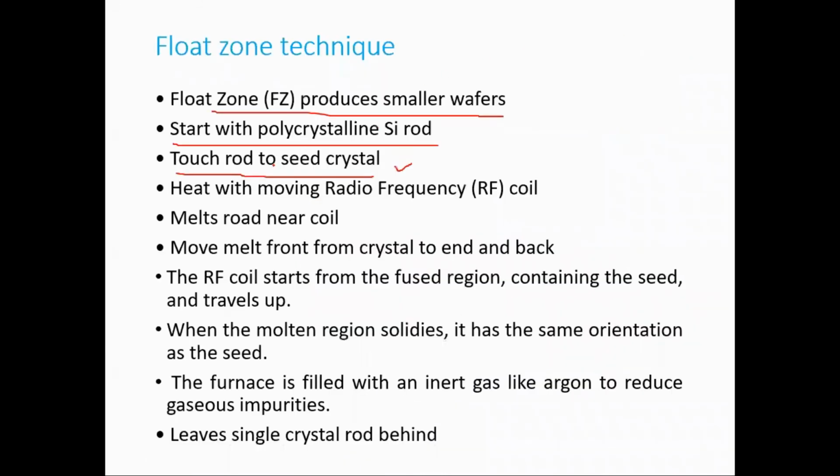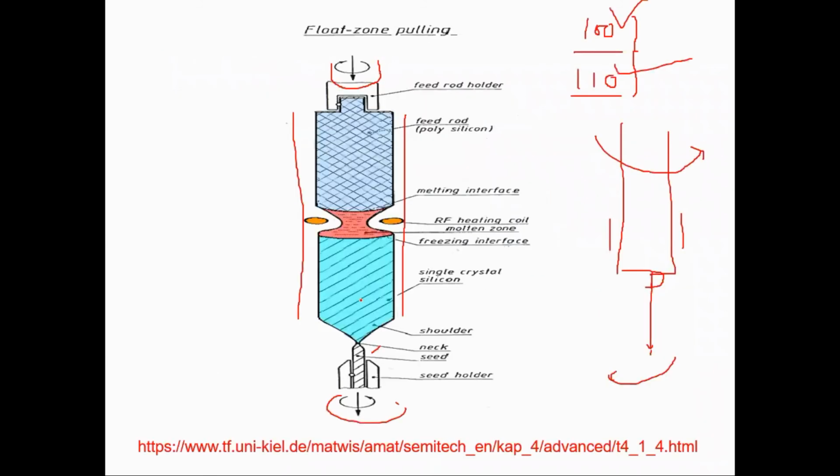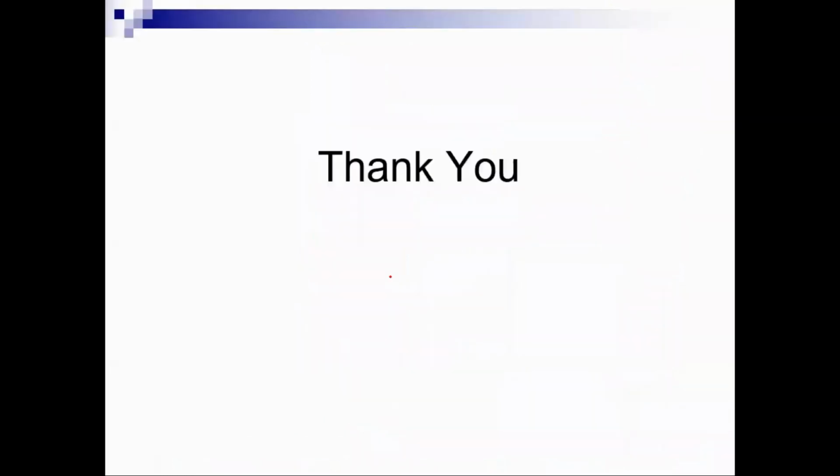Now, heat with a moving radio frequency coil. This heating coil is movable. It moves in this direction, heating it up and then it solidifies. When it solidifies, it is oriented to a particular orientation. This does not have any orientation, that is why it is polysilicon. But here it is single crystal silicon. That means after melting, it solidifies to a particular crystal orientation.